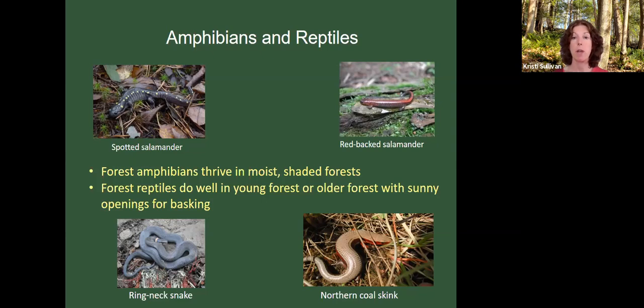On the other hand, forest reptiles, things like snakes, and we have the northern coal skink in parts of New York. There's also a skink in Pennsylvania. These reptiles, they live in forests, but they do like younger forests, or they'll do well in more mature forests as long as there are some sunny openings for basking and maybe finding more insect prey. So for reptiles, it's probably a little bit different, or almost the opposite of amphibians.